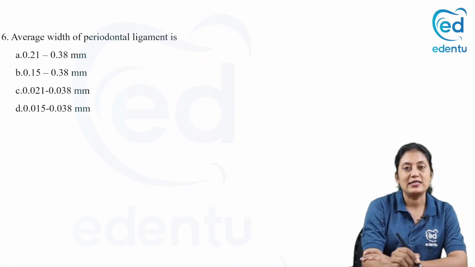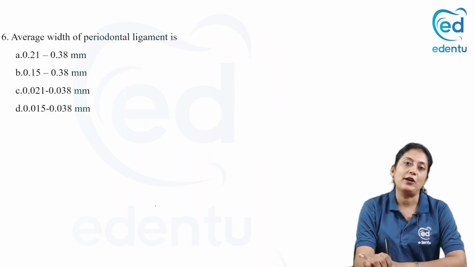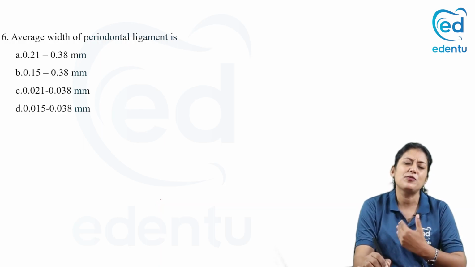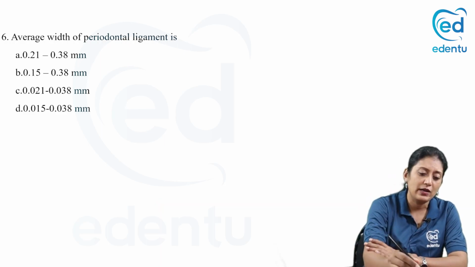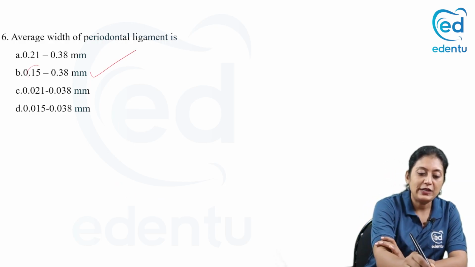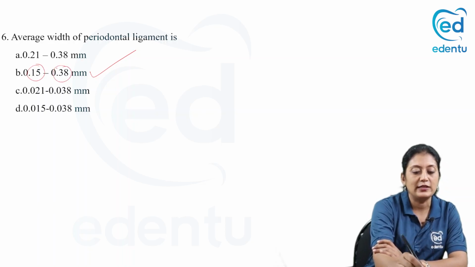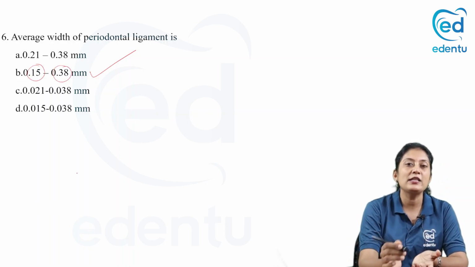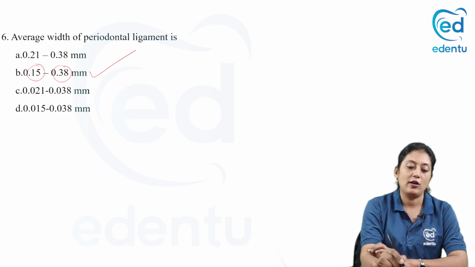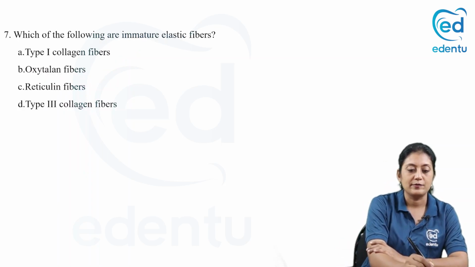So, the sixth question is, what is the average width of periodontal ligament? This is a very straightforward question, but I have put this because frequently in the NEET exam this has been repeated. The right option is 0.15 to 0.38. Please remember, 15 is just double of 30. So, the range will be 0.15 to 0.38. That is the width of the periodontal ligament normally.